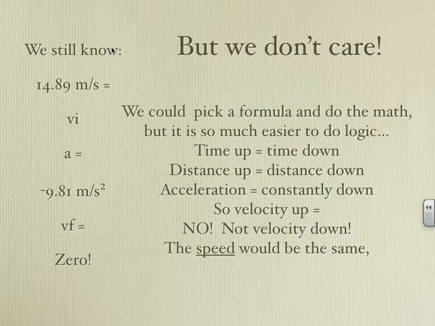And what changed on the way up and the way down? The direction. So on the way up, it was going this fast, which was what kind of number? A positive number, but when it comes down, it's going to be a negative number. So the velocity is going to have to be negative 14.89 meters per second. So it is going to be the same magnitude, the same number, but it's not going to be the same direction. On the way up, it was positive. On the way down, it's going to be negative.